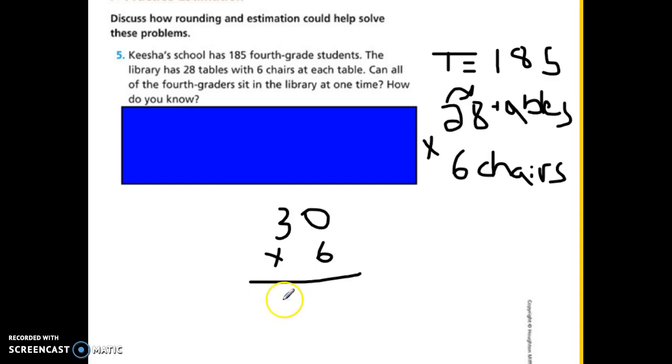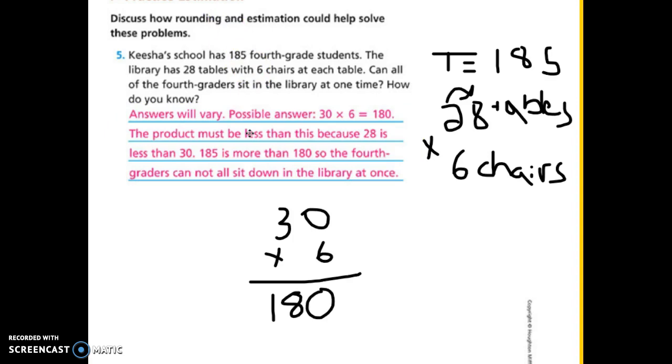Let's see, we have 18. 3 times 6 is 18, plus my 0 is 180. So there's 180 chairs, and there's 185 fourth graders. So do we think it's going to work? Probably not, because it's less than that, so they could not all sit down in the library. Some of them would have to stand, right? All right, let's go ahead and do a couple other problems here.